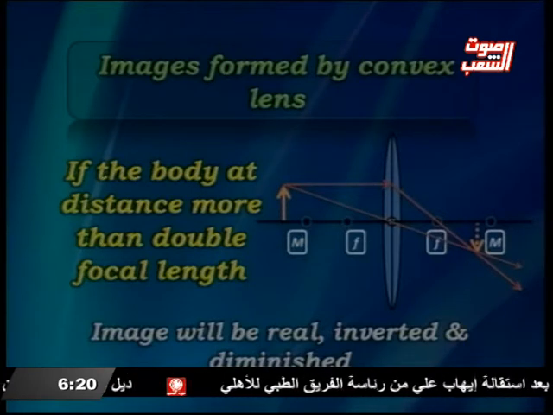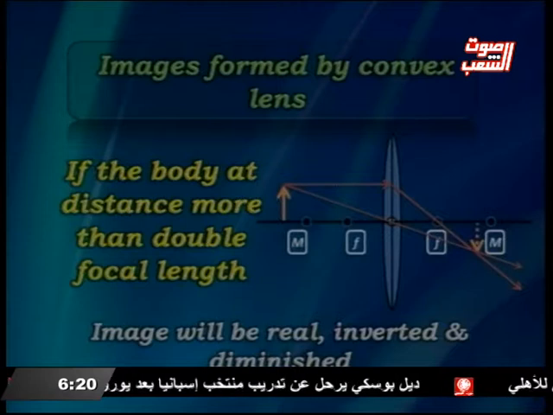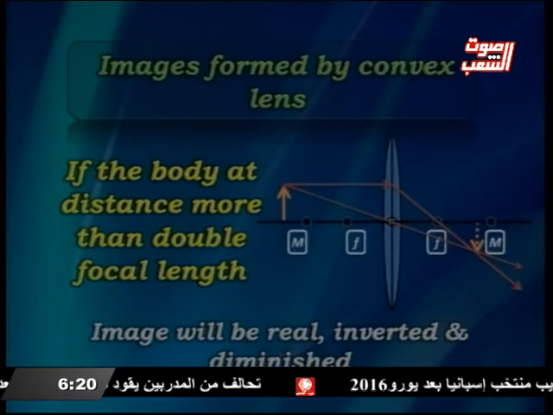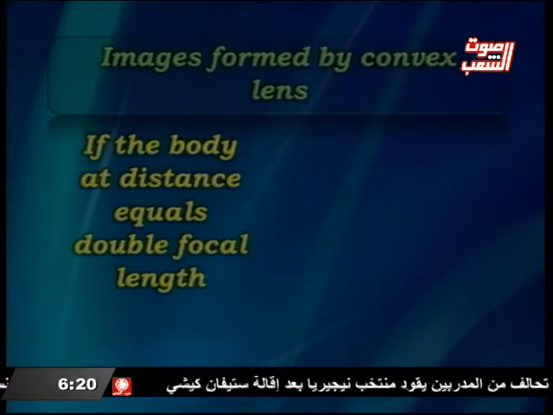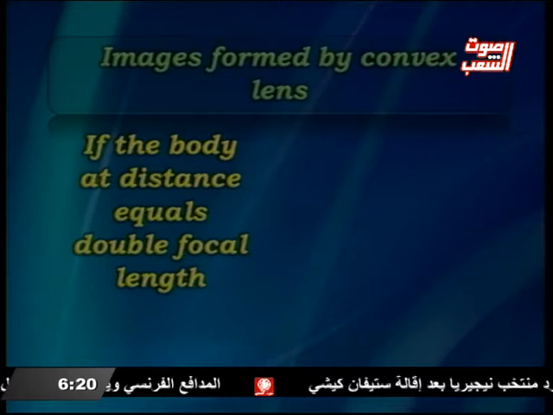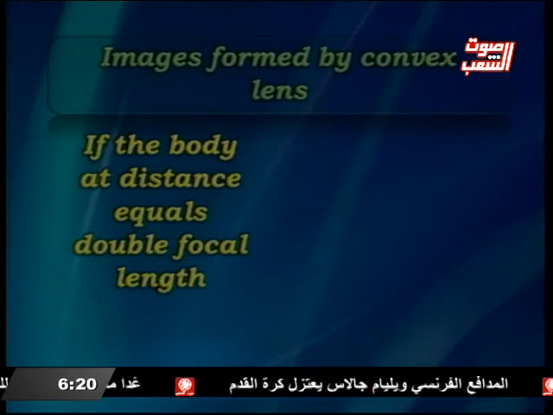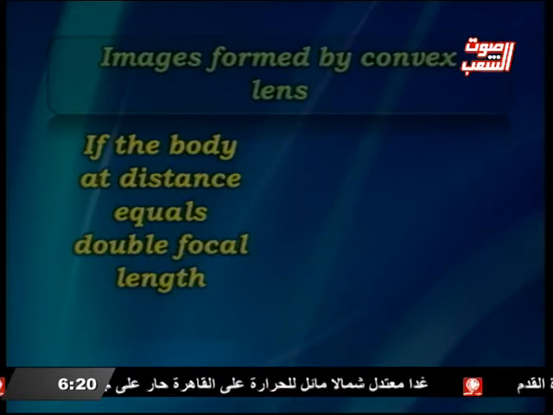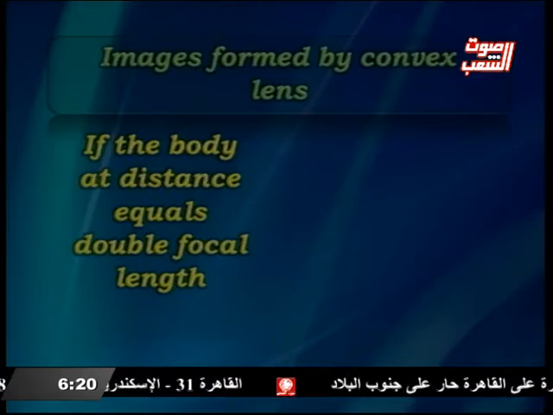So here we have this part of this image. It is very small, smaller than the body. Another case: if the body is at a distance equal to double the focal length. Here we have double focal length. Always remember this. The double focal length means the radius.